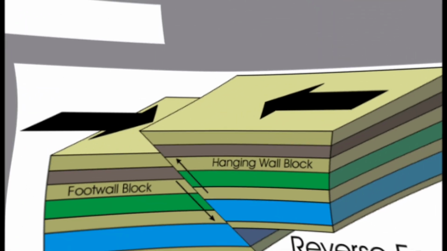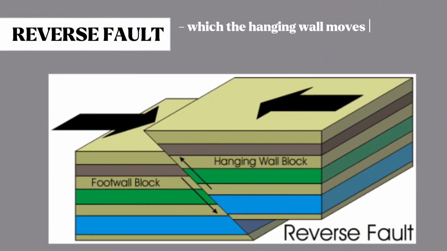So the second type is a reverse fault. Reverse fault is one in which the hanging wall moves upward relative to the footwall.